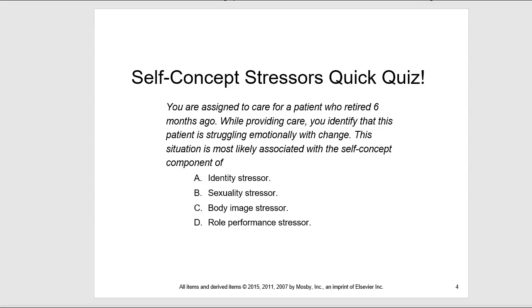So another chart that you should look at in your textbook is on page 628, and this is common stressors that influence self-concept or self-esteem. And so body image stressors would be someone who has a stroke, or colostomy, urostomy, any kind of ostomy, eating disorder, arthritis, incontinence, obesity, multiple sclerosis, amputation, scarring, aging, pregnancy, mastectomy, rape, or assault.